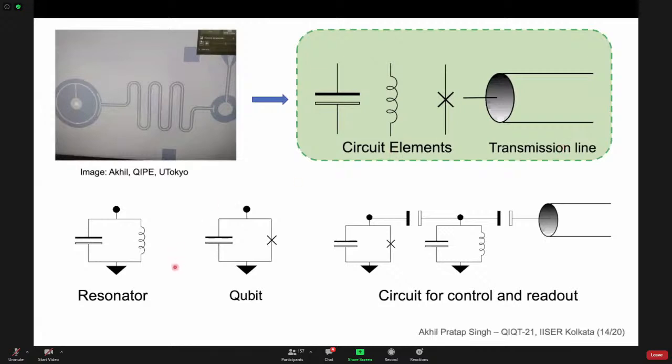So in circuit element types, we have the resonator, which is nothing but a quantum harmonic oscillator, which we just saw, with equal spacing. And if we replace it with a nonlinear inductor, it becomes a qubit. This is the simplest design. And then we couple it with a transmission line. You can do the coupling capacitively, or you can also do it inductively. Both are possible. And this is the very basic circuit for control and readout of a superconducting qubit. So you can see this is the qubit, in between is the resonator, and then the transmission line.